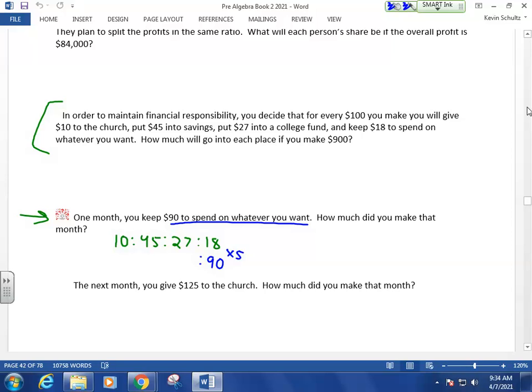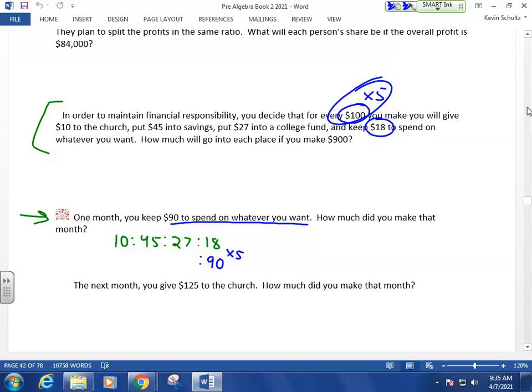And so if you put 5 times as much, what does that mean that you made overall? For every $100 you make, you put 18 into spending on whatever you want. So if 1 month you put 5 times that, 90, into spending whatever you want, what does that mean you made that month? $500, right? 5 times the whole. That scale factor is consistent throughout. If you put 5 times that amount of money into spending whatever you want, that means you made 5 times your base ratio, that base amount of $100. So you made $500.